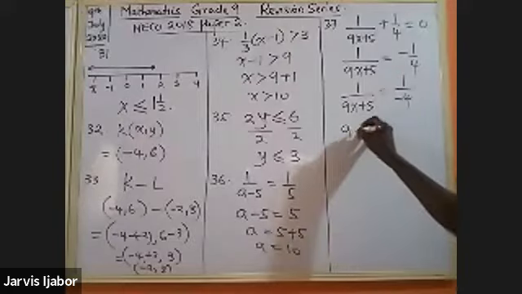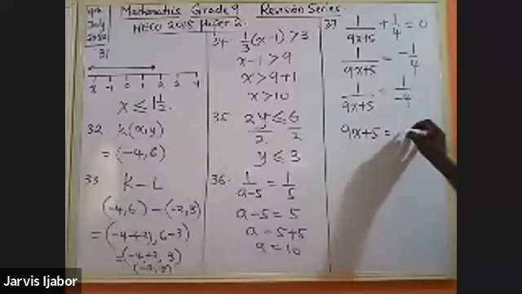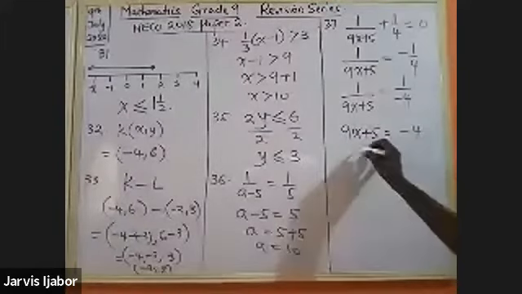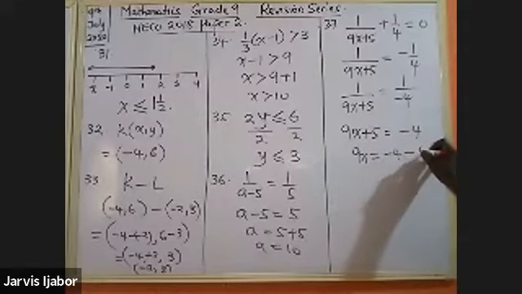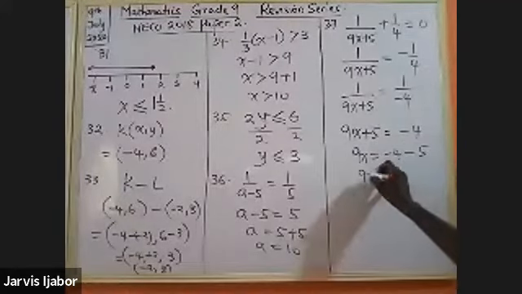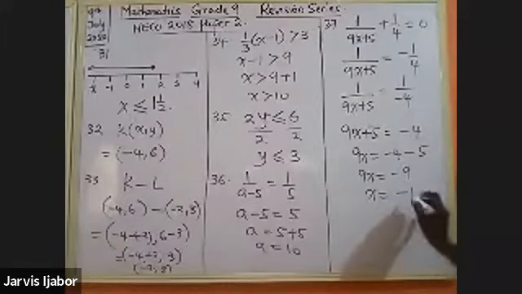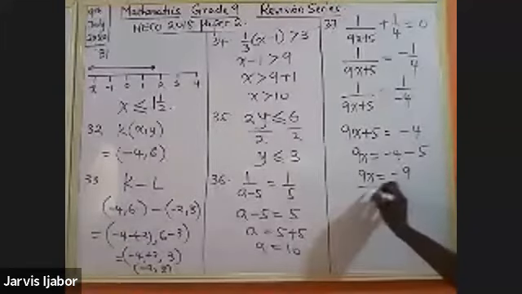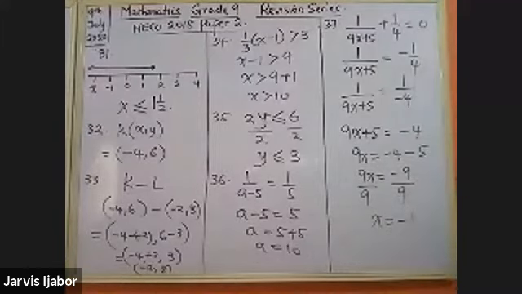So that means 9x plus 5 will now be equal to -4. So 9x will be equal to -4 minus 5. So 9x will be equal to -9, and x will be equal to what? -1. How did you get that? You divided both sides by 9, and x will be equal to -1. So we're done with that problem.